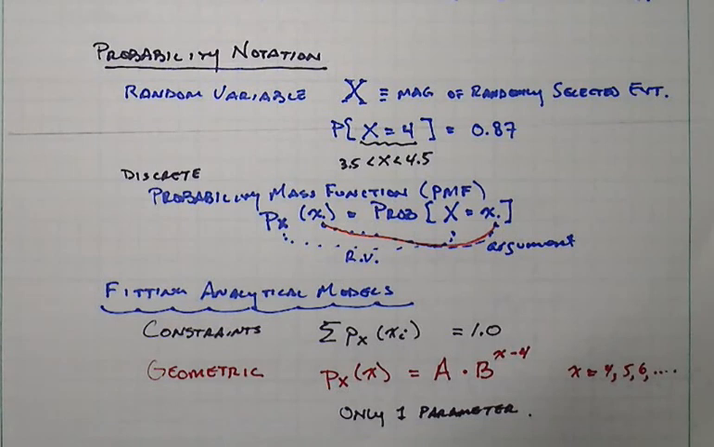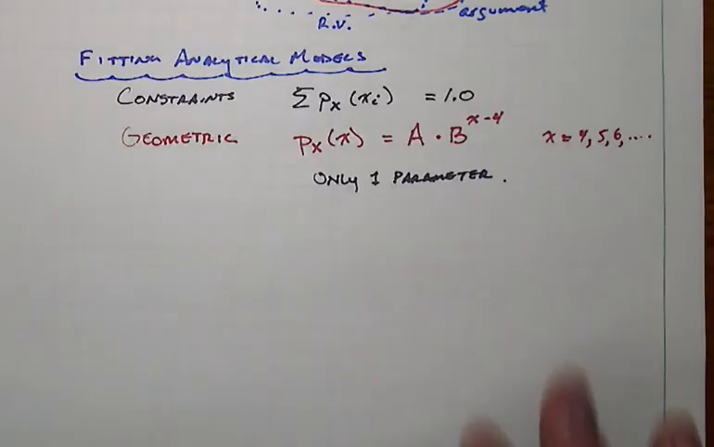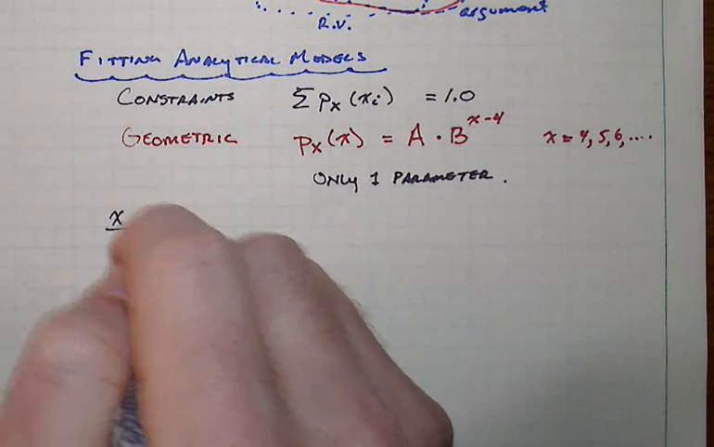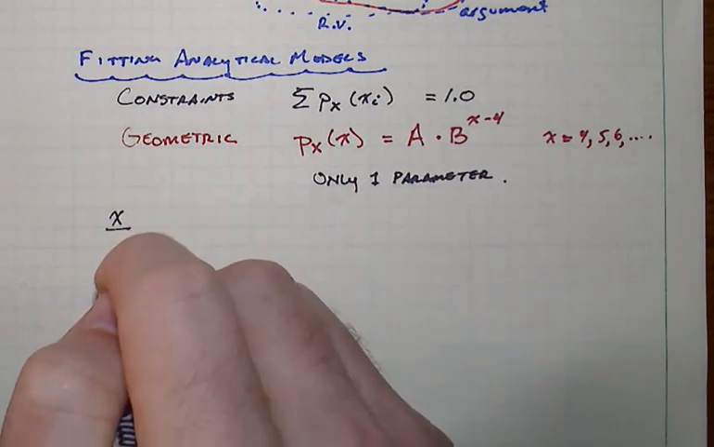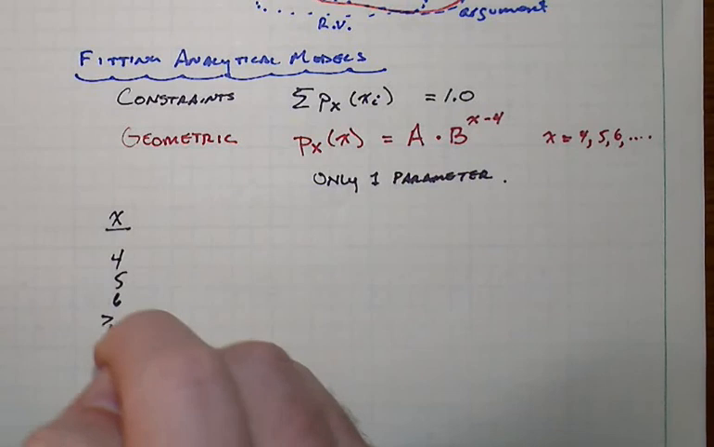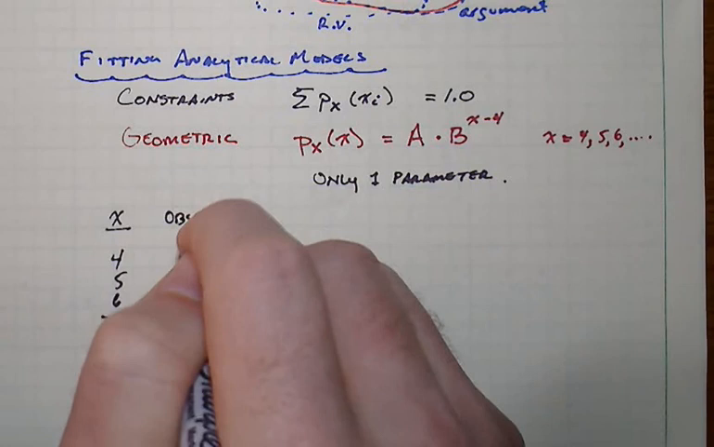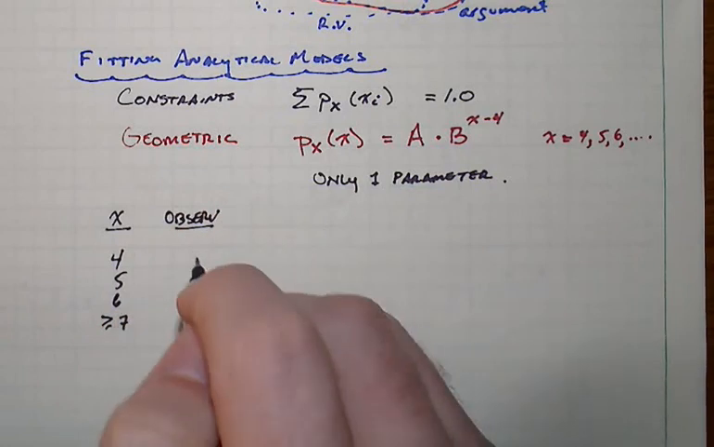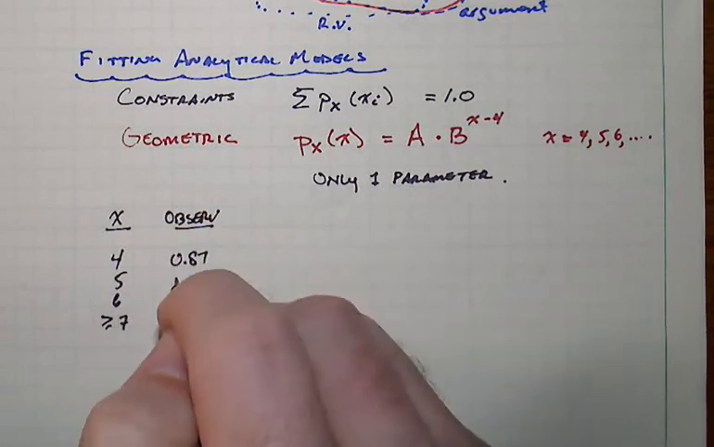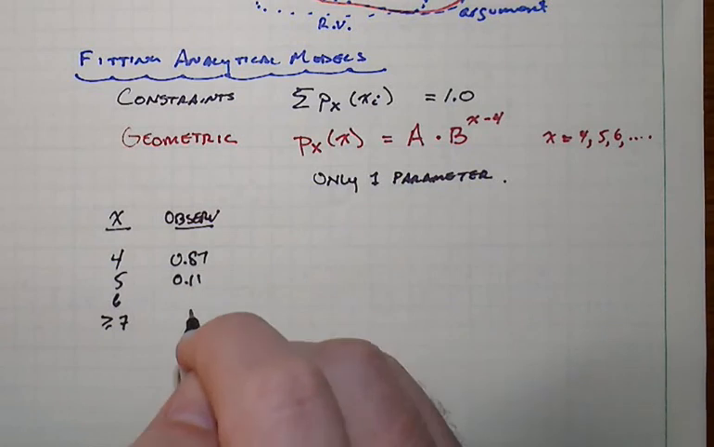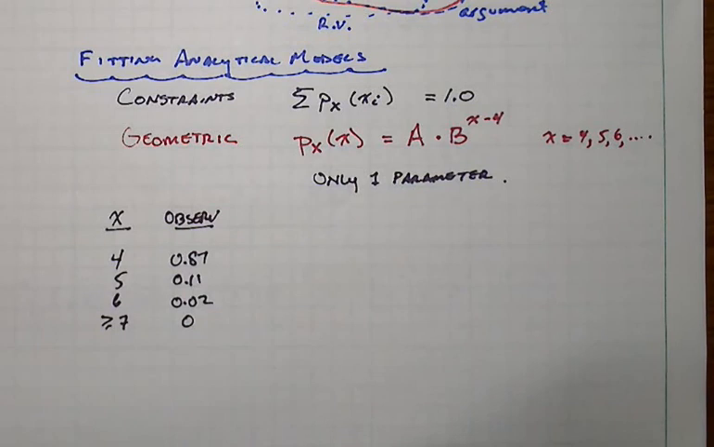Okay, so how might we go about doing that? Let's go back to our strong ground motion data. Our x values that were possible were 4, 5, 6, and 7 or greater. And our observed frequencies were 0.87, 0.11, 0.02, and we observed 0 that was larger than that.